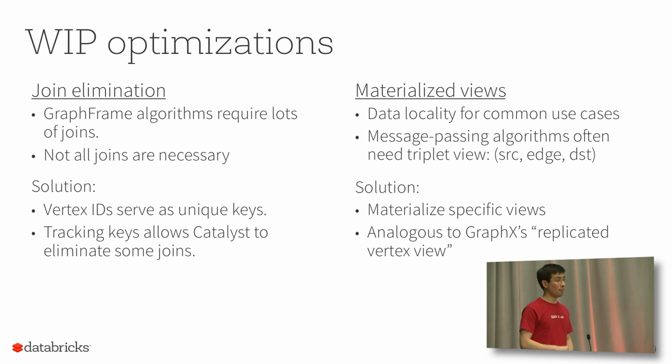The second set of optimizations, I'd say, are materialized views. Intuitively, I think of this as data locality for common use cases. For example, message passing algorithms often need a triplet view where you have not just the edge data, but also the associated source and destination vertex data. So the solution here is to materialize specific views, sort of analogous to GraphX's replicated vertex view.